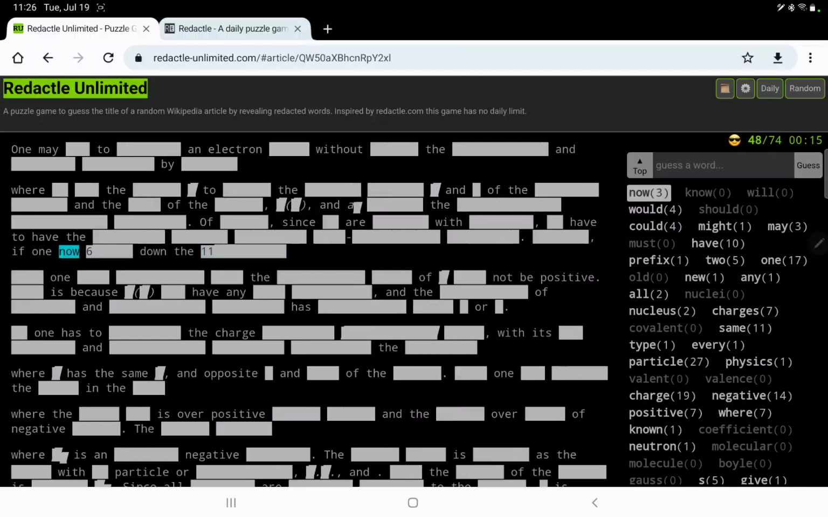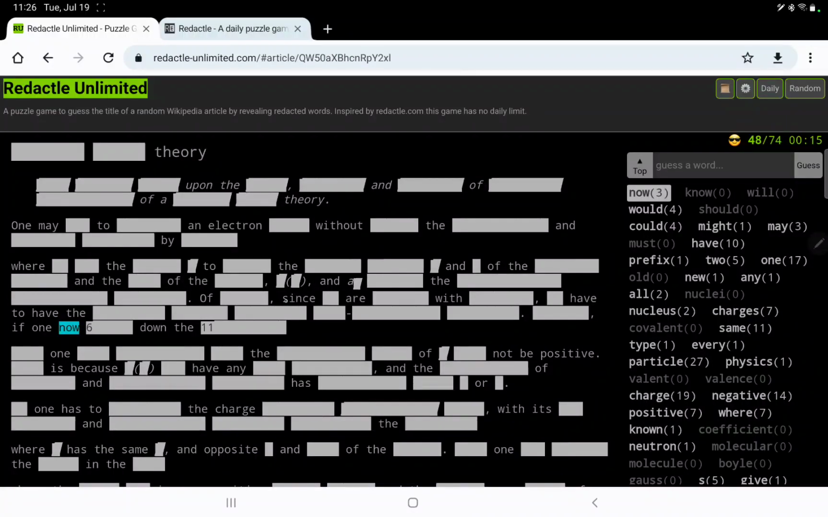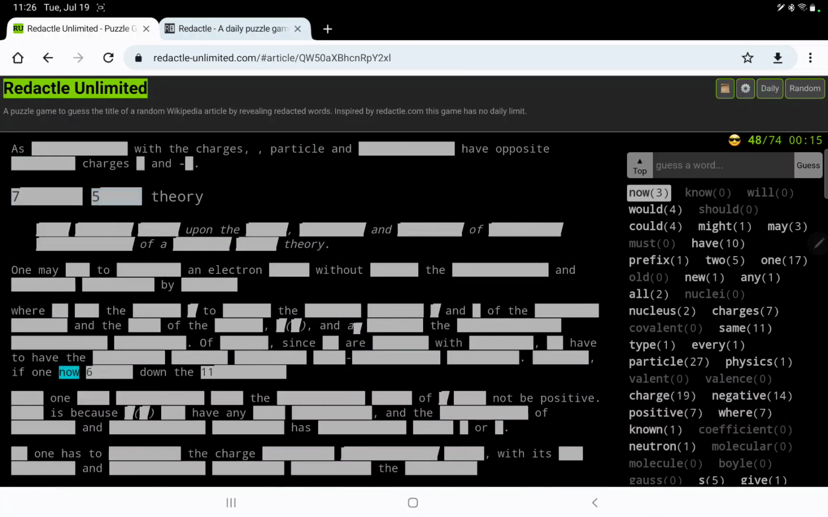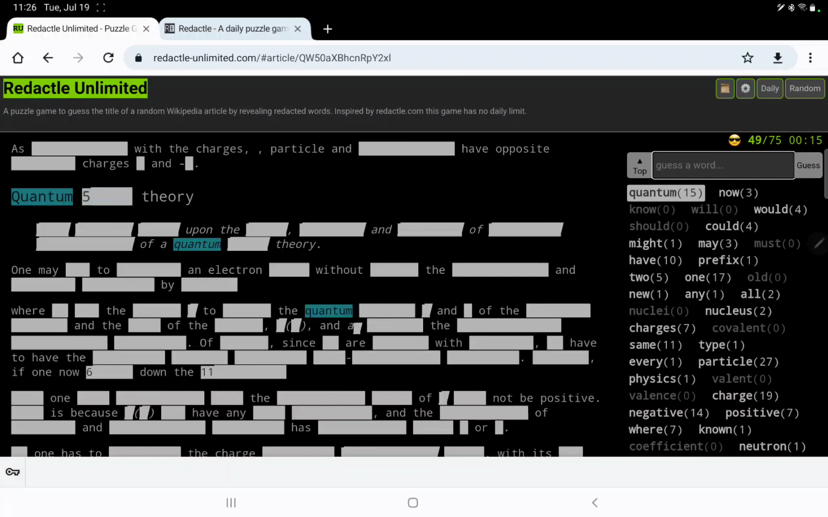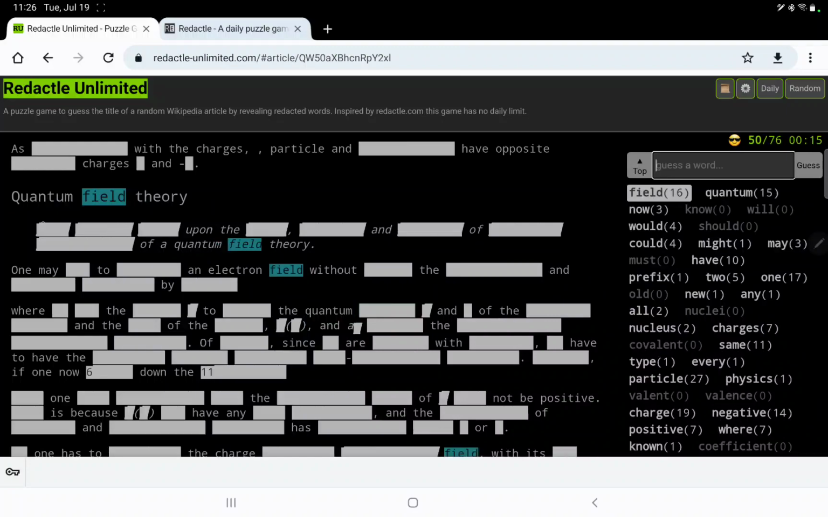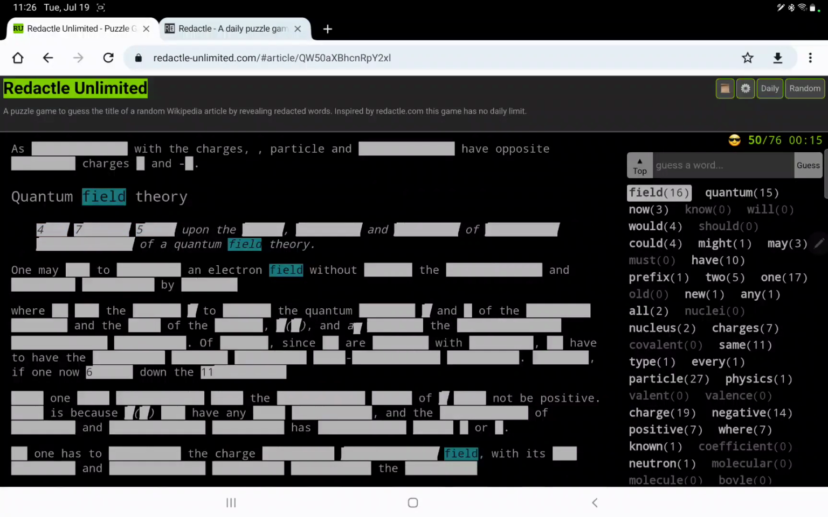If one now 6 down the 11, okay. Oh, so is the 7-letter word quantum? Yes, quantum something theory. Quantum field? Oh my goodness, how did I come up with that? 4, 7, 5 upon the 5, 8 and 8 of 9, 12 of a quantum field theory.